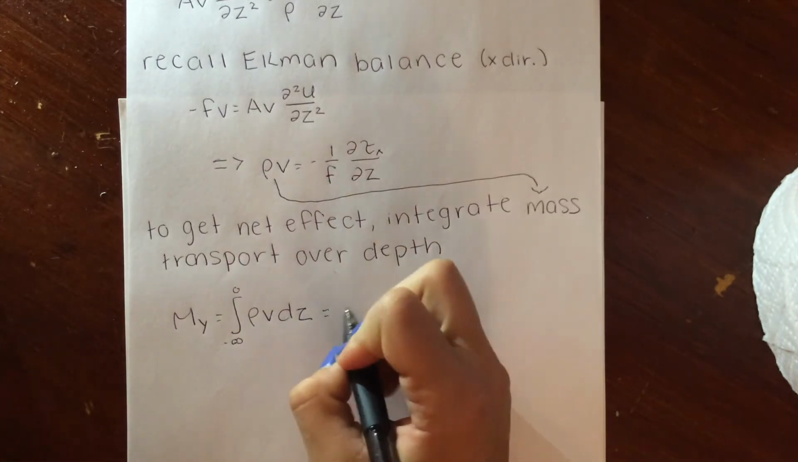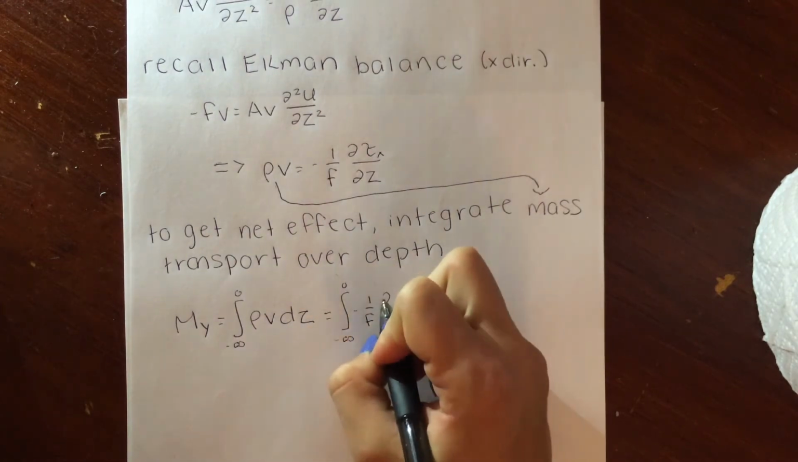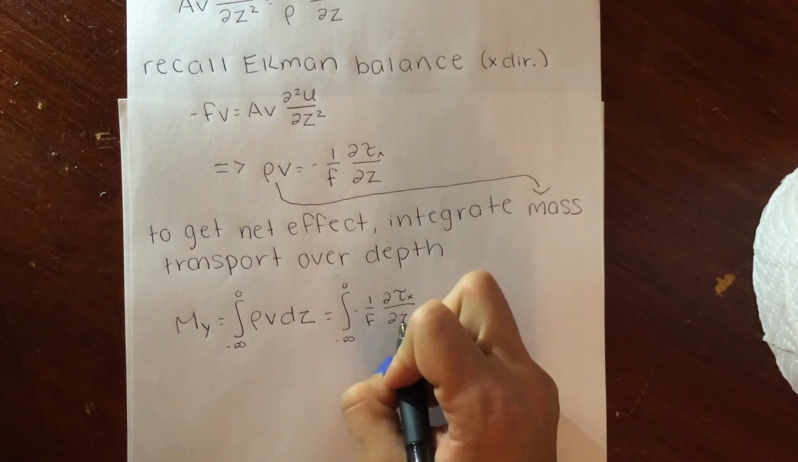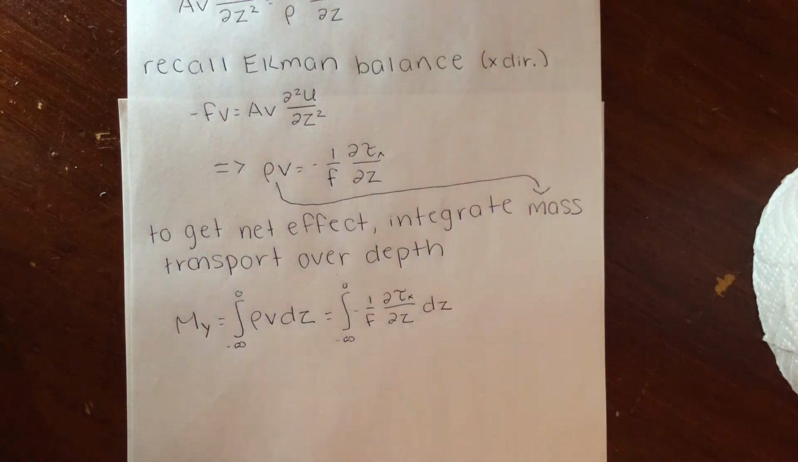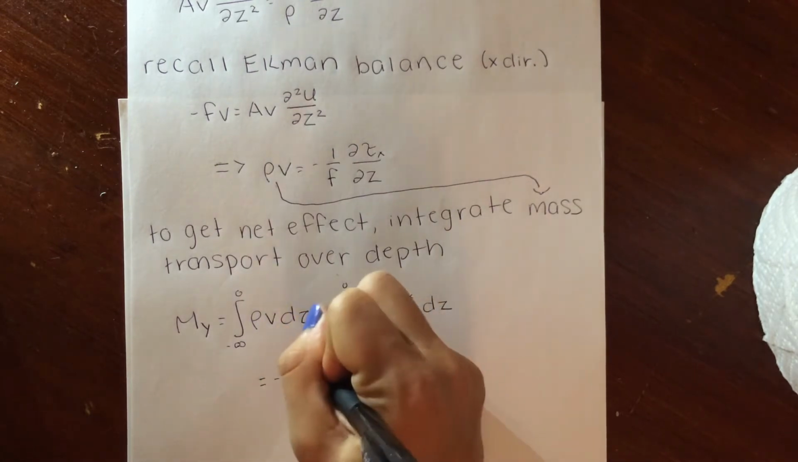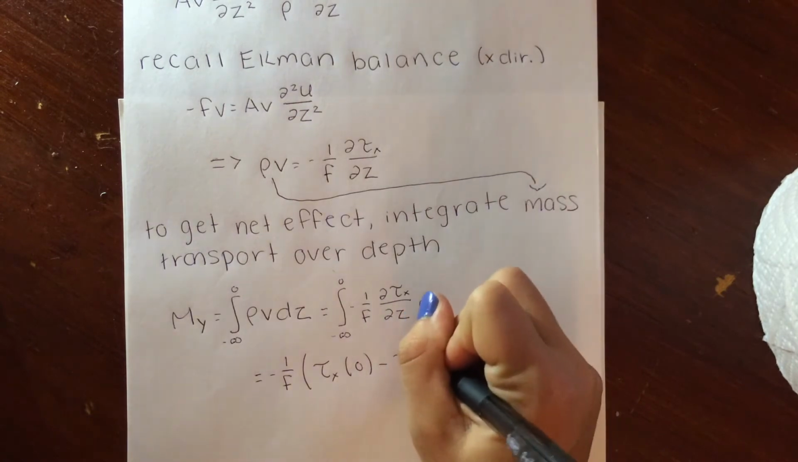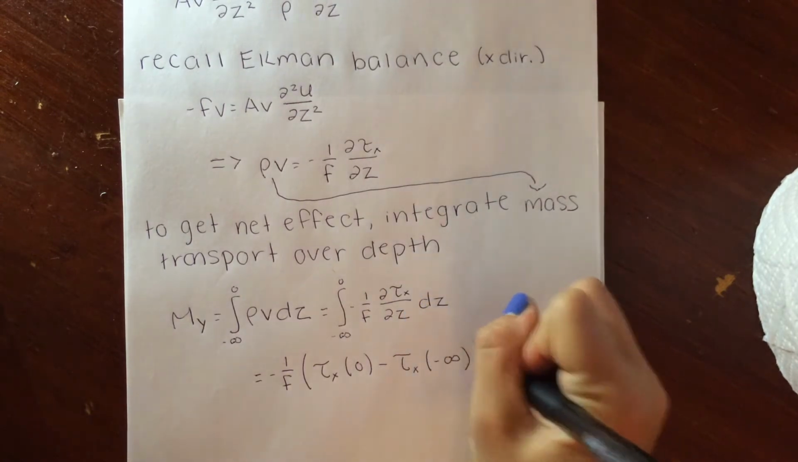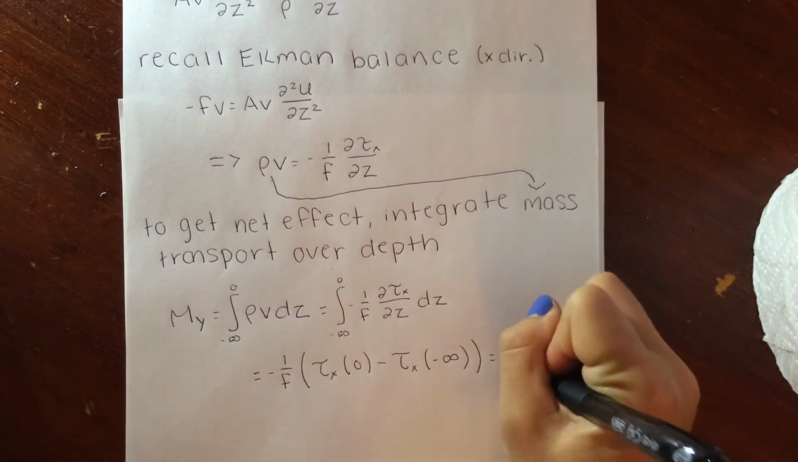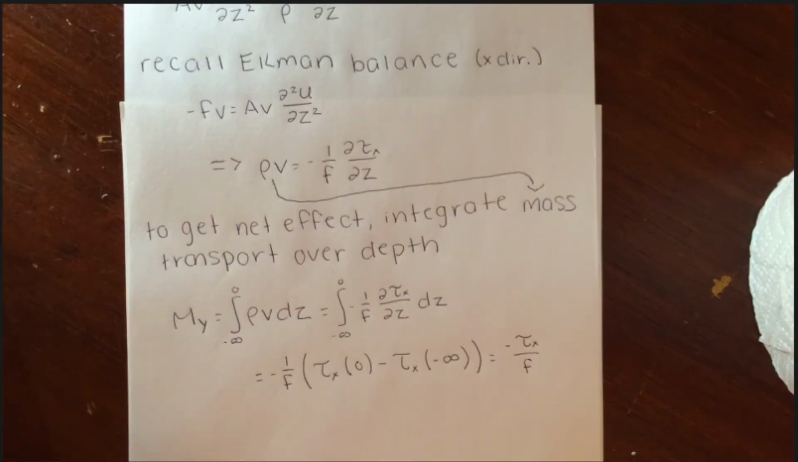When we integrate the left-hand side, we also need to integrate the right-hand side over the same depth. My is therefore equal to 1 over f times the wind stress in the x direction at the surface minus the wind stress in the x direction at depth. Tau x at the surface is simply just the wind stress, which is tau x. And at depth, the water does not feel the effect of the wind stress, and therefore this term is equal to 0, and we get the net effect is equal to negative tau x over f.